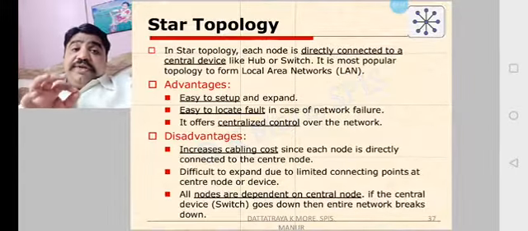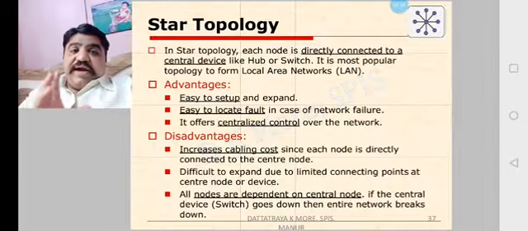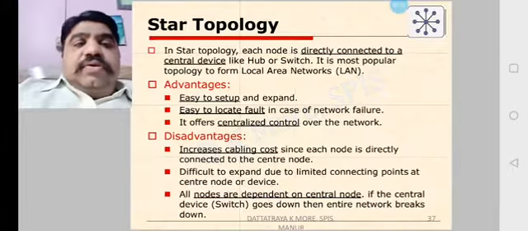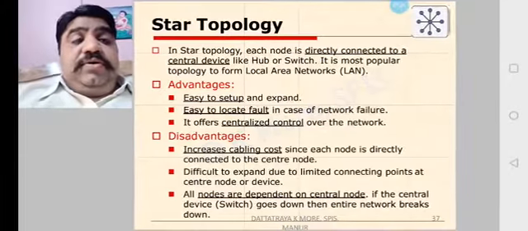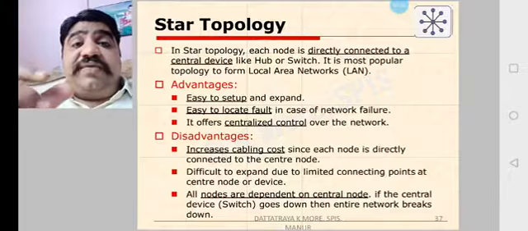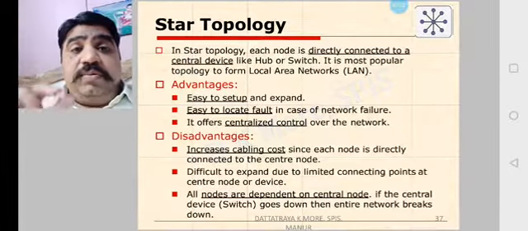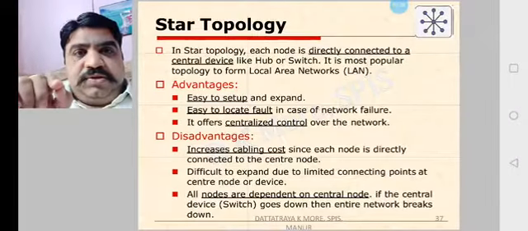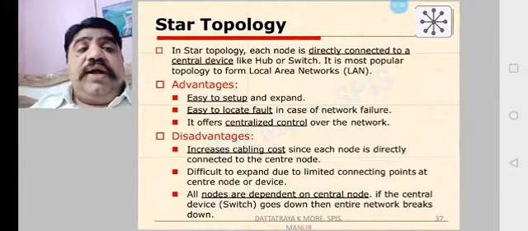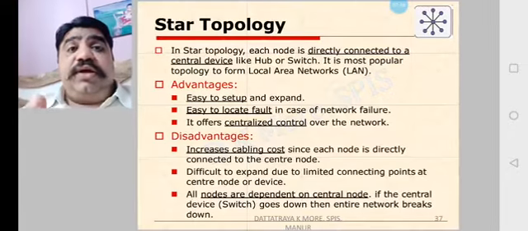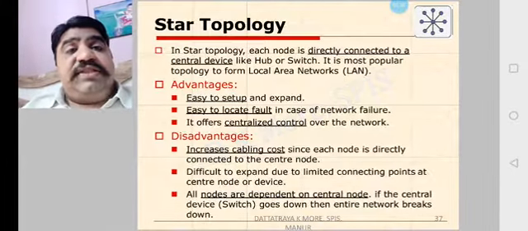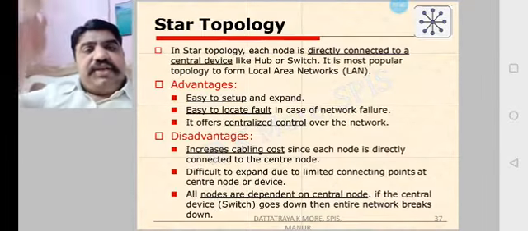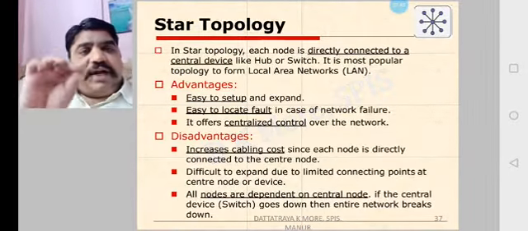Difficult to expand due to limited connecting points at the center node or device. Difficult means we cannot easily expand, because suppose that switch has 24 ports, or the hub has 24 ports, 24 cable places. Only that many we can attach there. We have a solution there. One more switch we can attach, and then one separate cable will be attached to that switch, and from there again we can extend that many ports or that many nodes.